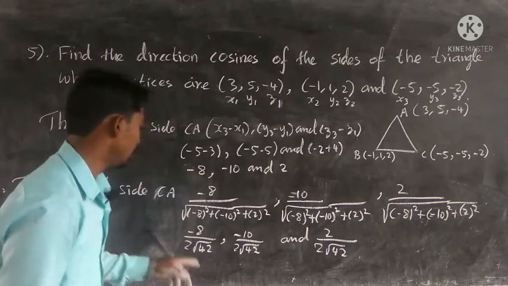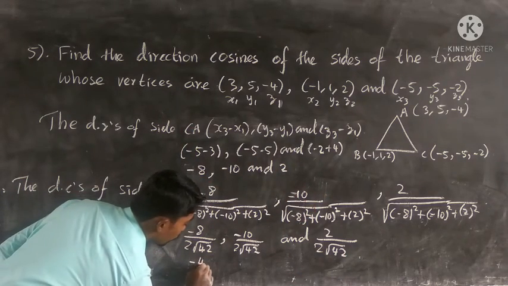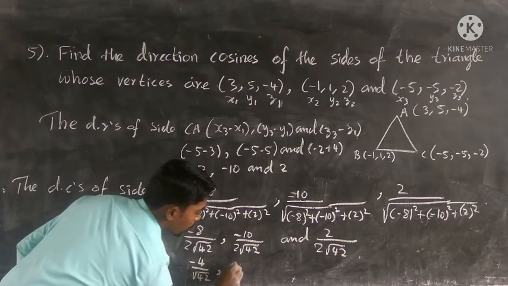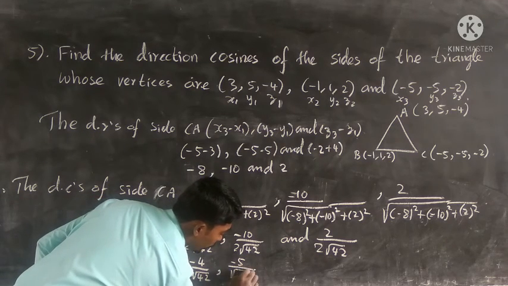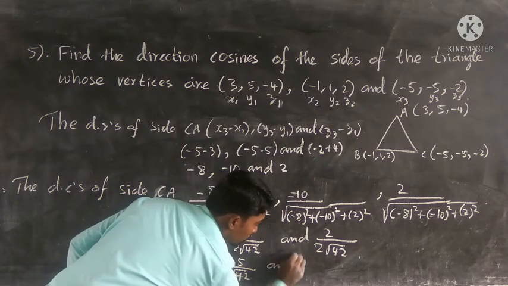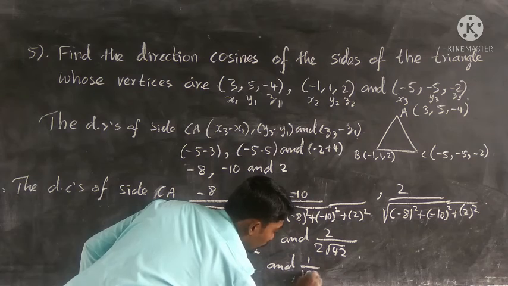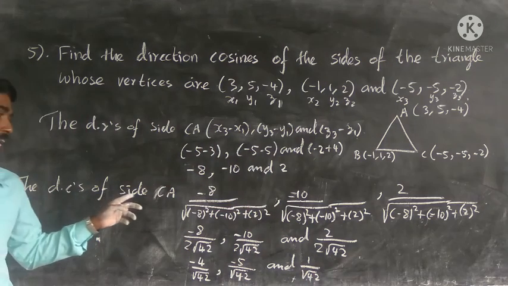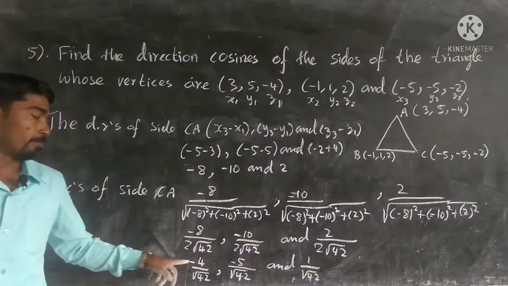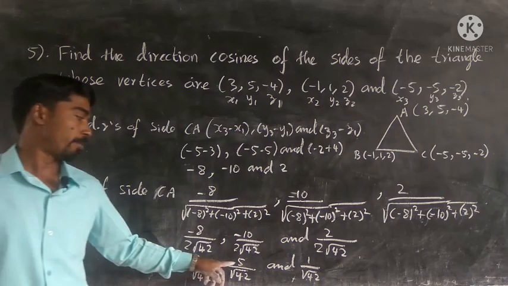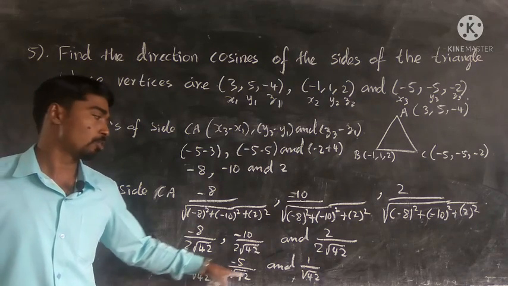We can cancel it. If we cancel, we get -4 by square root of 42, -5 by square root of 42 and 1 by square root of 42. Therefore, the direction cosines of side CA are -4 by square root of 42, -5 by square root of 42 and 1 by square root of 42.